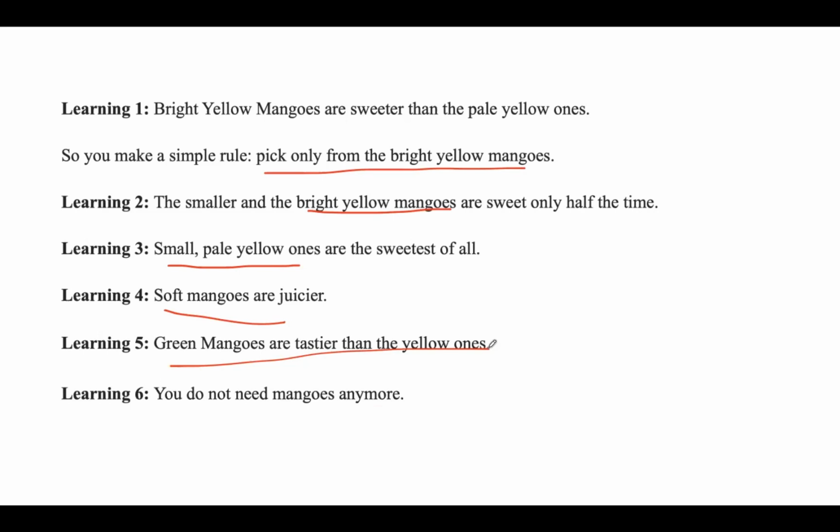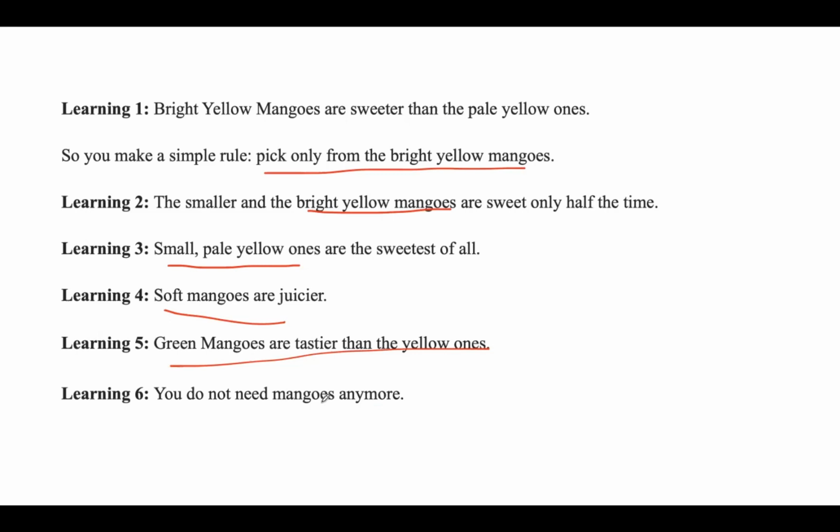Next, during learning six, you do not need mangoes anymore. Say you marry someone who hates mangoes but loves oranges instead. Now you go shopping for oranges instead of mangoes. So all your accumulated knowledge about mangoes is worthless now. You have to learn everything about the correlation between physical characteristics and the taste of oranges by the same method of experimentation, right? So by using the same experiences, you need to start learning about oranges at this time.